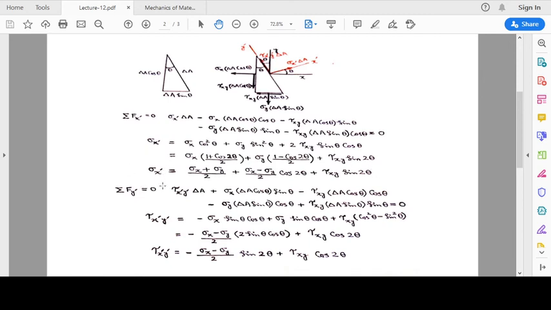Similarly, we can sum the forces in y prime direction. Summation Fy prime is equal to 0. Y prime direction is this. So in y prime direction, we have this force, tau x prime y prime into delta A.